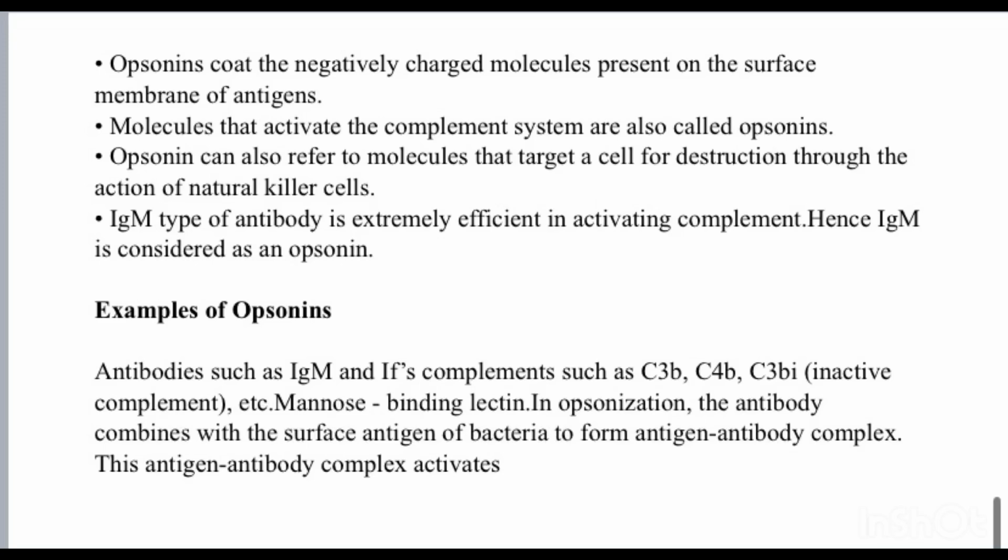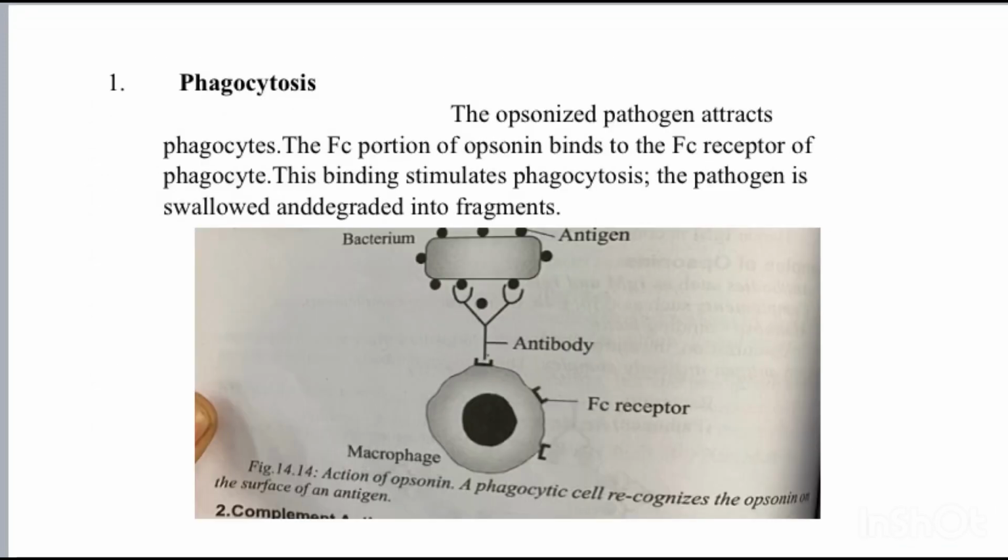The antibody combines with the surface antigen of bacteria to form antigen-antibody complex. The antigen-antibody complex activates. The first type is phagocytosis. The opsonized pathogen attracts phagocytes. The Fc portion of opsonin binds to the Fc receptor of phagocyte. This binding stimulates the phagocytosis. The pathogen is swallowed and degraded into fragments.